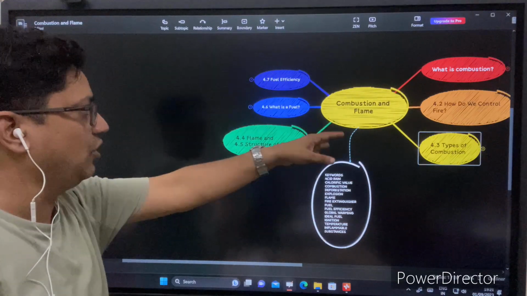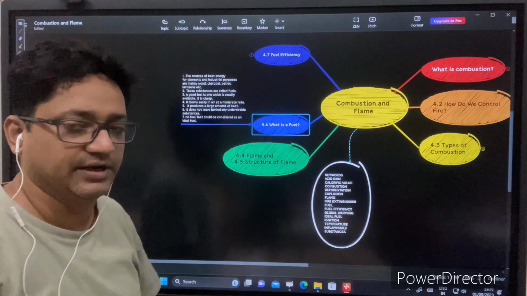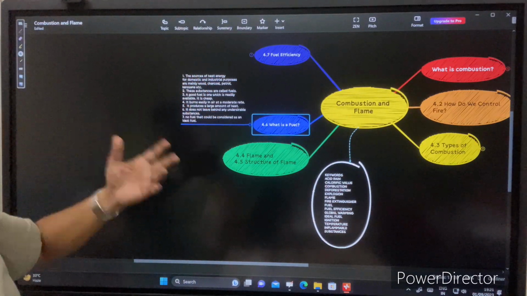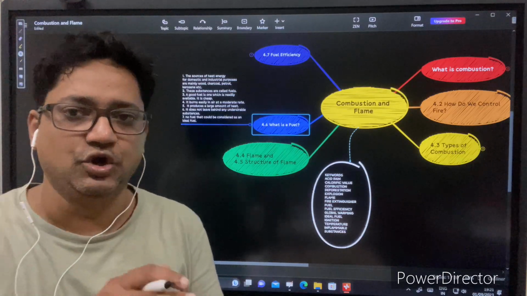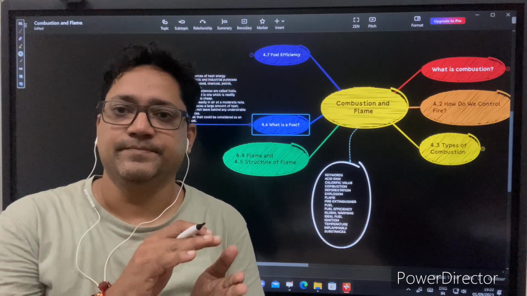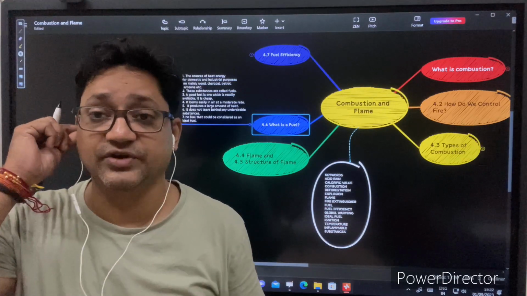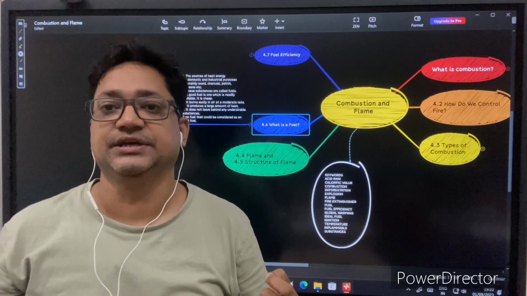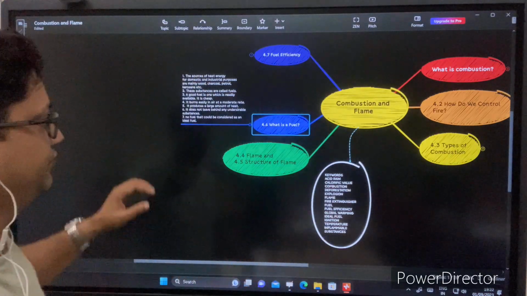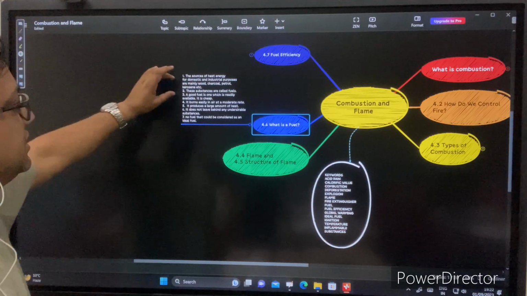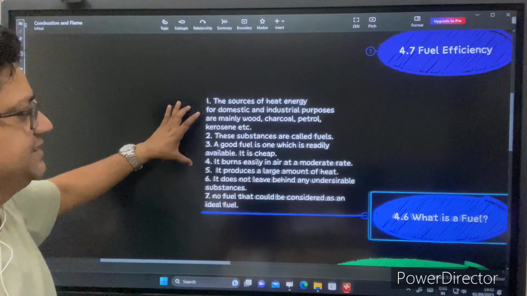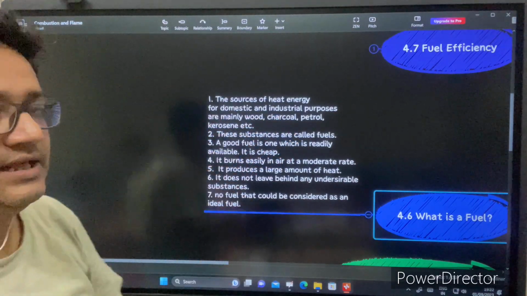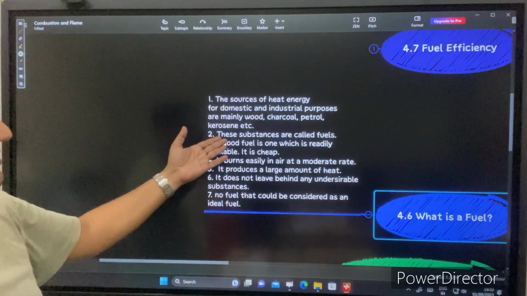Now, apart from all these things, there is one more discussion about the fuel. Anything that is a source of heat and energy for domestic and industrial purposes, anything which has a low ignition point, can be burnt at a very low temperature and can produce a sufficient amount of heat and energy, can be considered a fuel. Mainly wood, charcoal, petrol and kerosene act as fuel. So these substances are called fuel.